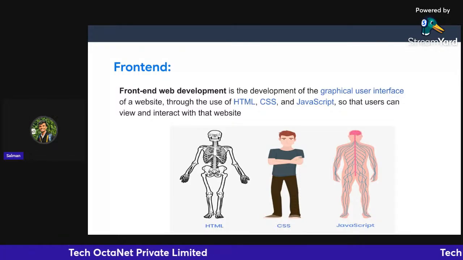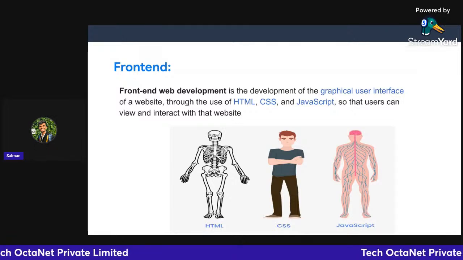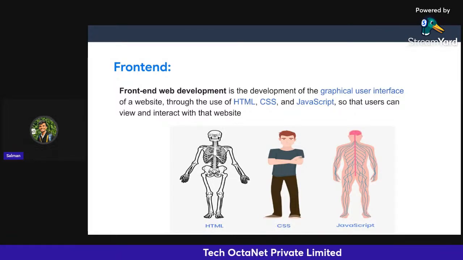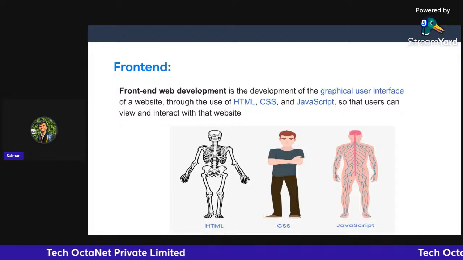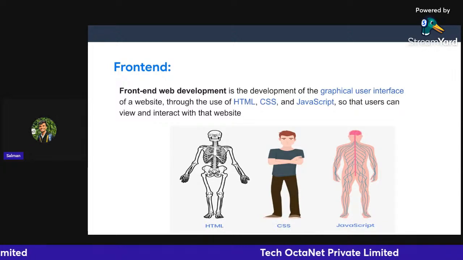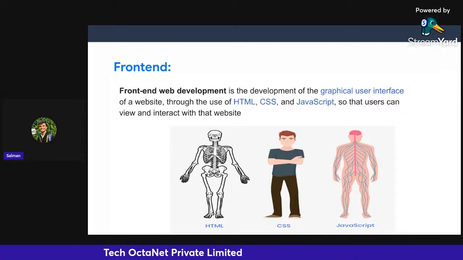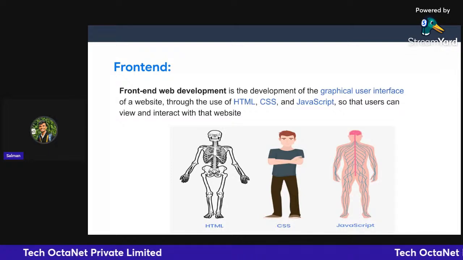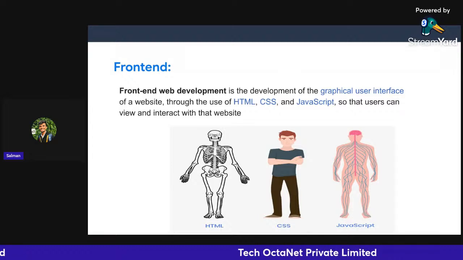That nervous system interacts with things and informs us about the different senses, smells. Same like that, we have JavaScript in our web page, which can directly interact with the user and fulfill the requirement of the user based on their action. Hope you got it. What is front end, right?